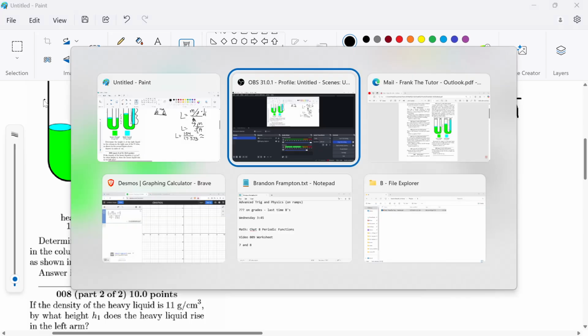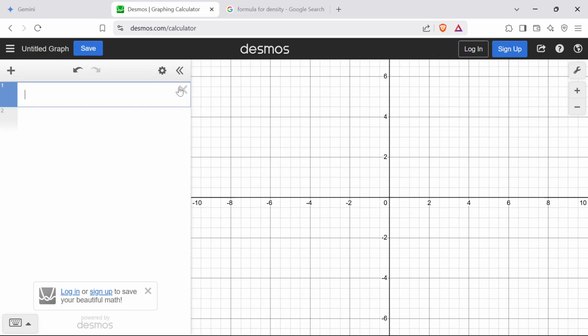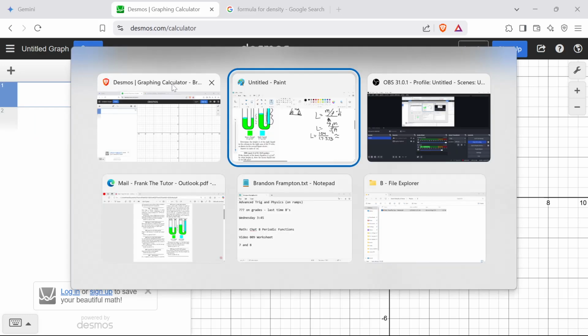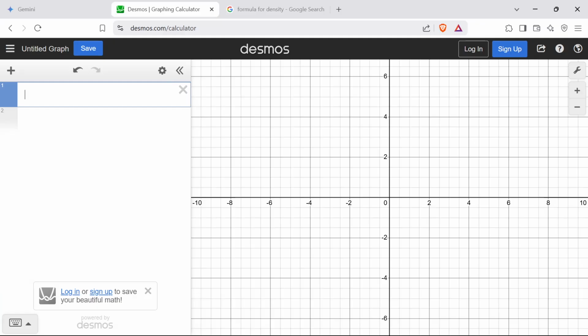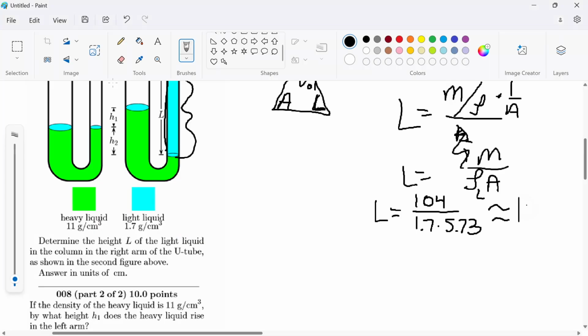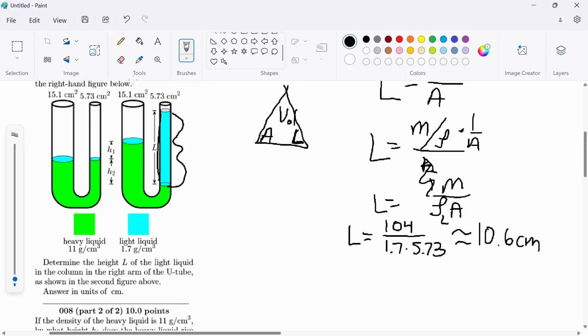It equals some approximate value. Let me go to Desmos here and find the approximate value. Okay, so it's 104 divided by 1.7 times 5.73. This is the exact value. Approximately 10.6 centimeters. All right, so there's that one. Approximately 10.6 centimeters is that length.